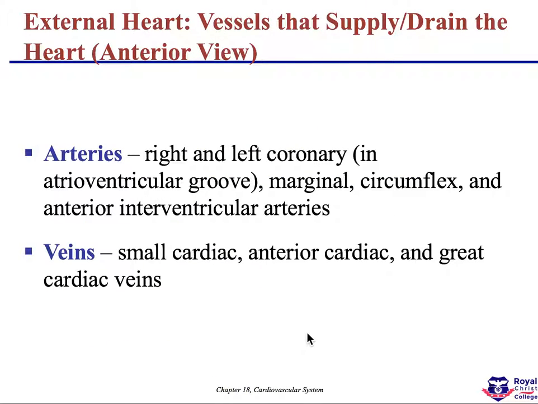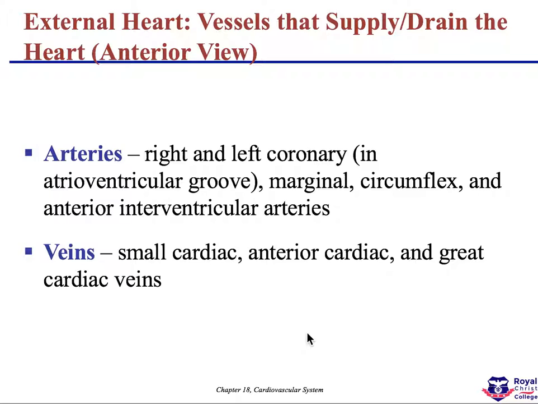So I've given you different ways. So external heart, vessels that supply and drain the heart. So not only do you have blood vessels that drain the body and the cells and the different extremities of the body, you also need a source of artery and vein in order to supply and drain the blood from the heart, because the heart is also one of the biggest muscles in your body.